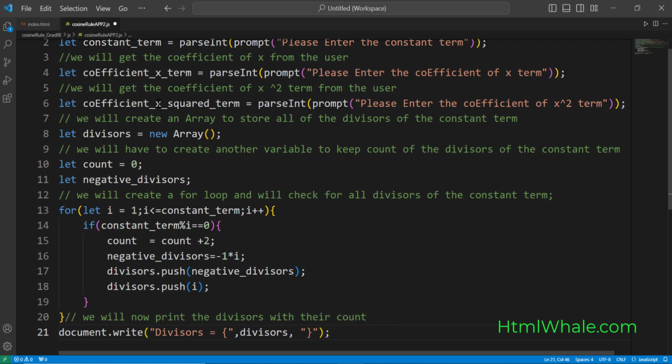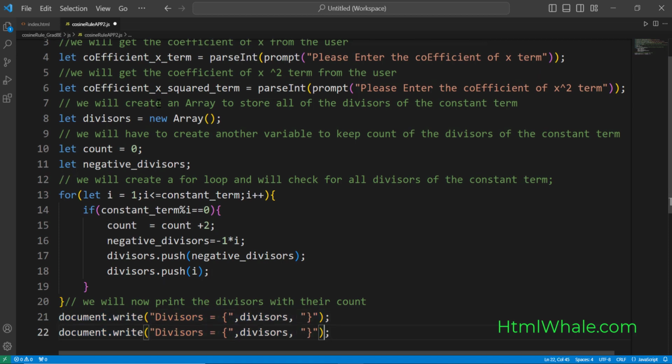Okay, so now I'm going to get the count also. So I'll state here with the break tag, total divisors equal to, we don't need all of this, you will just say count. Okay, so that is about the code.